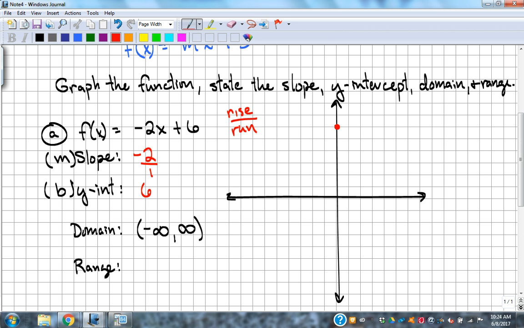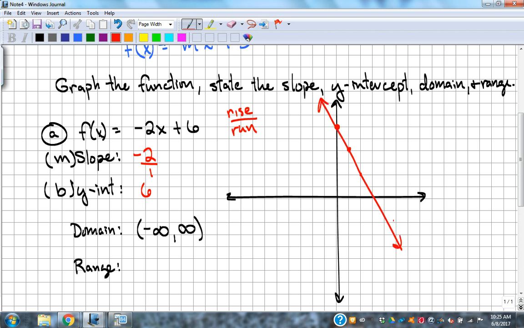So rise goes up and down, run goes left to right. Okay? So if we count it as rise over run, rise is negative 2 and the run is 1. So we would go down 2 for the negative 2 and over 1. And then put a dot. Then I could go down 2 from that dot and right 1. And that gets me another dot. I could do that forever if I wanted to. 3 of them is enough. 3 dots is plenty to get a good graph.